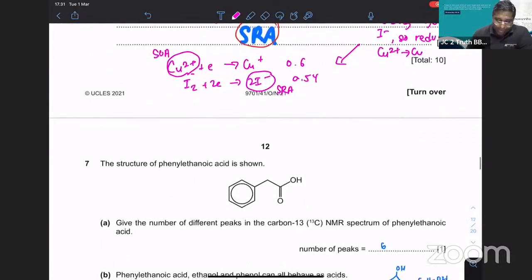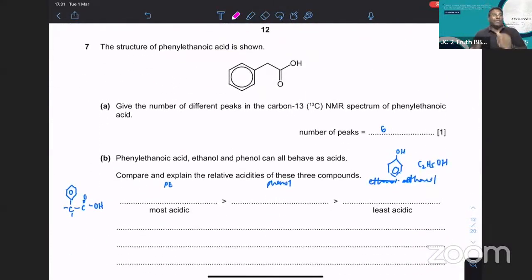So next is going to be question number 7. So now, 1 hour 30 minutes. So now, let's continue. Question number 7. The structure of phenylethanoic acid. They have given the structure of phenylethanoic acid. This one is shown. Give the number of different peaks in carbon 13.